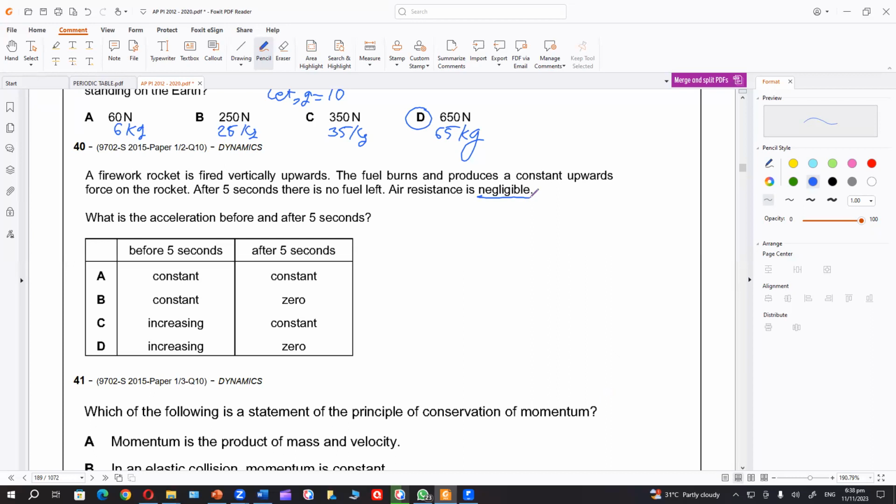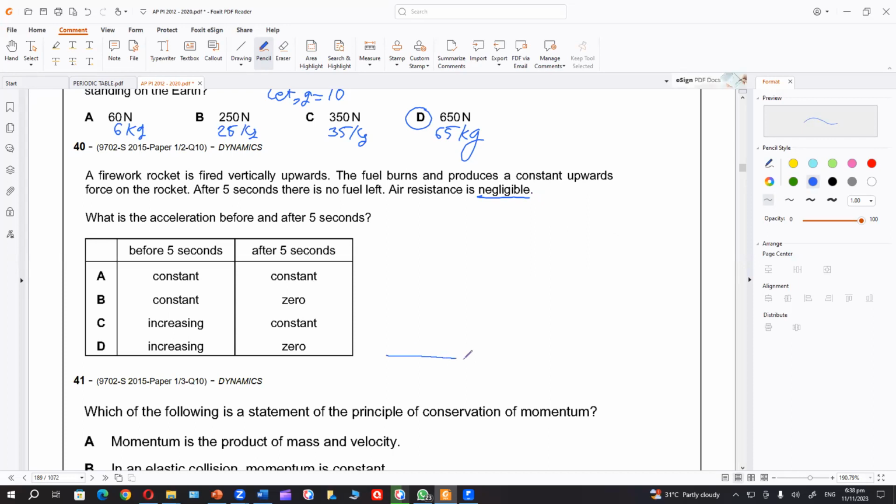Air resistance is negligible. The rocket is fired vertically upward, and the fuel burns down and produces a constant upward force on the rocket. After 5 seconds, there is no fuel. When the fuel is over, air resistance is not there either. It will go by inertia under gravity. So after the fuel is burned, acceleration will be g.